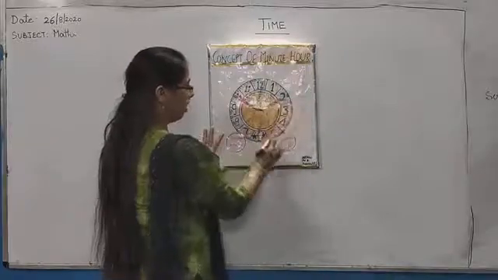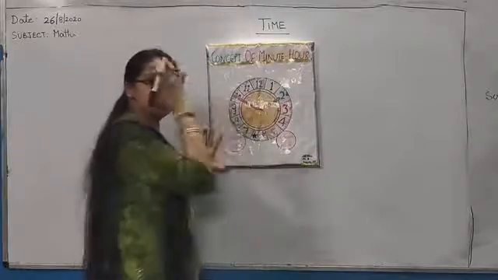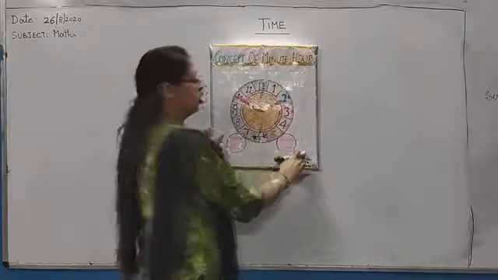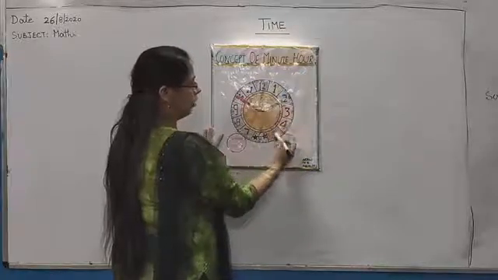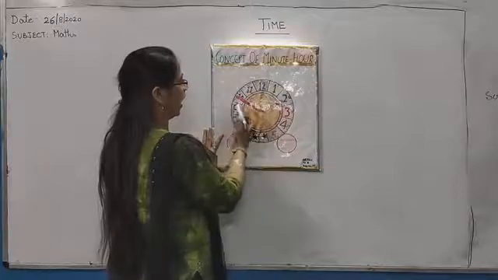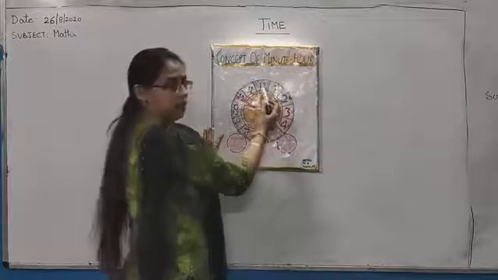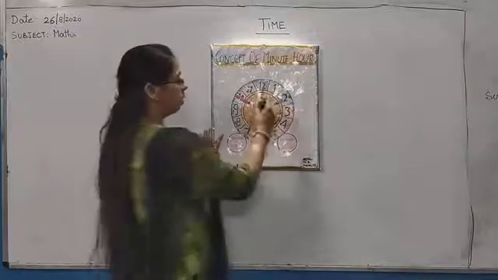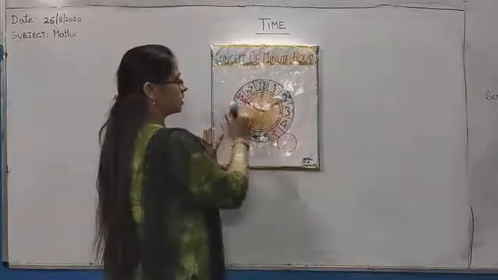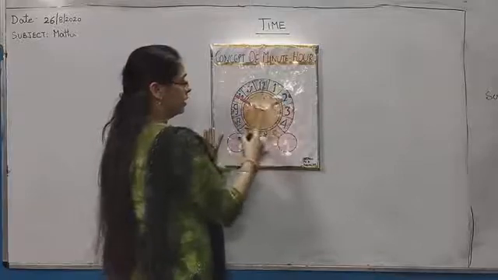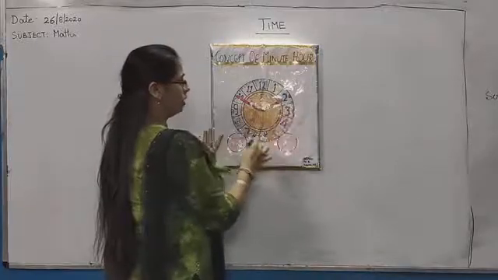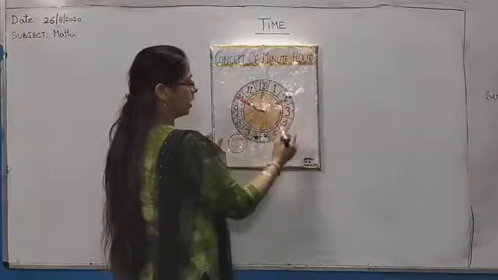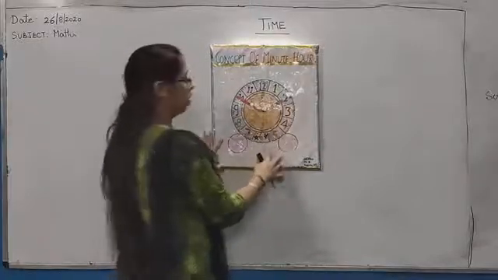First of all, we'll talk about the numbers. The numbers 1 to 12 are represented on a clock: 1, 2, 3, 4, 5, 6, 7, 8, 9, 10, 11, 12. If you see any watch, the order of presenting the numbers is the same. In this way, the numbers are represented on the face of a clock.